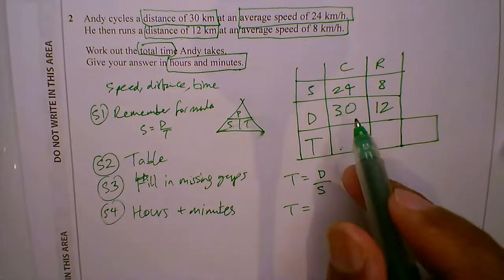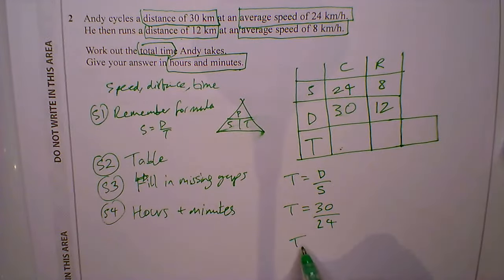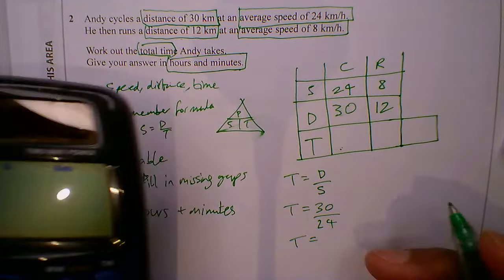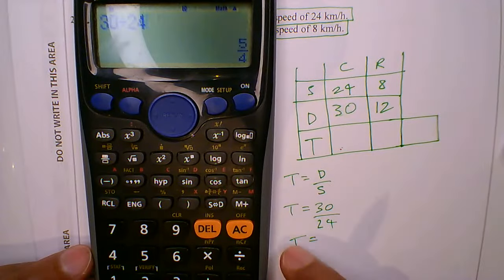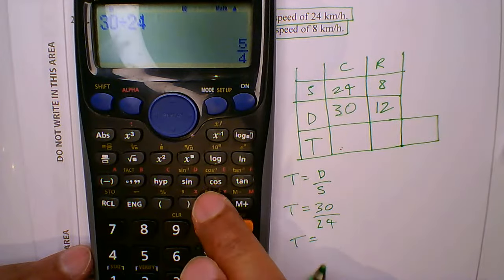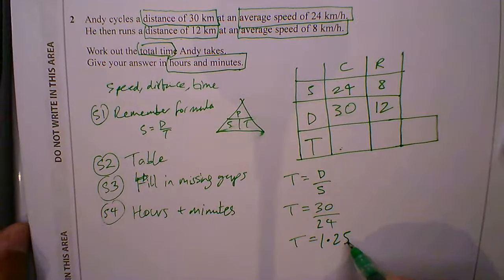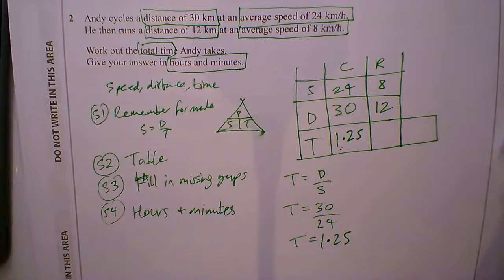So time is going to be 30 divided by 24. So let's get our calculators out and put that in there. 30 divided by 24 gives me 1.25. I don't need to worry about units just yet. Just need to put that there.